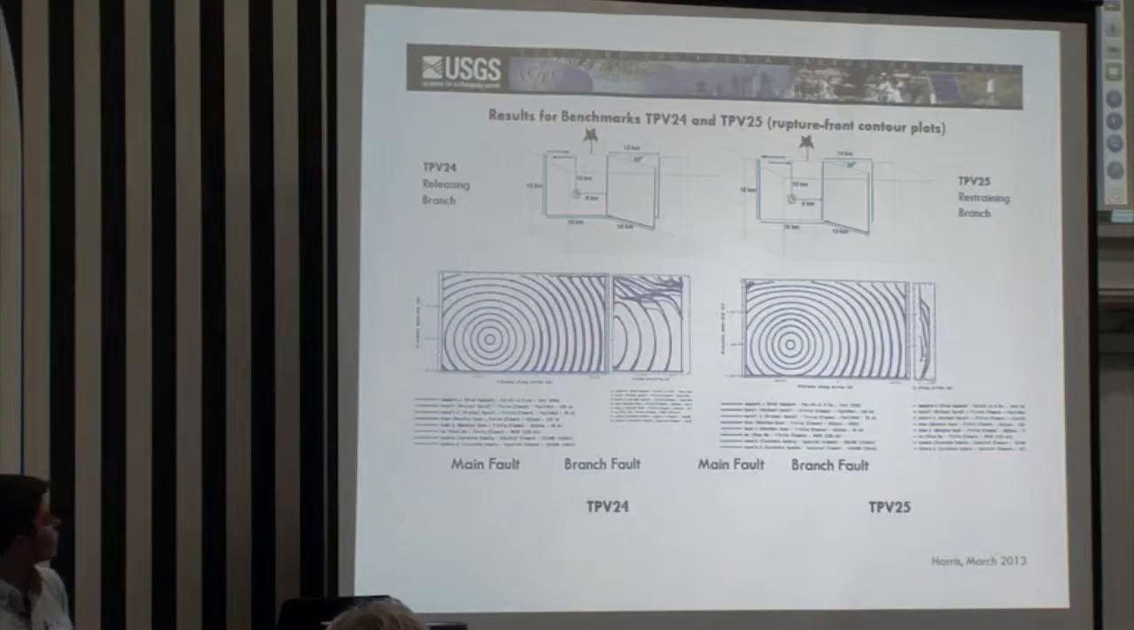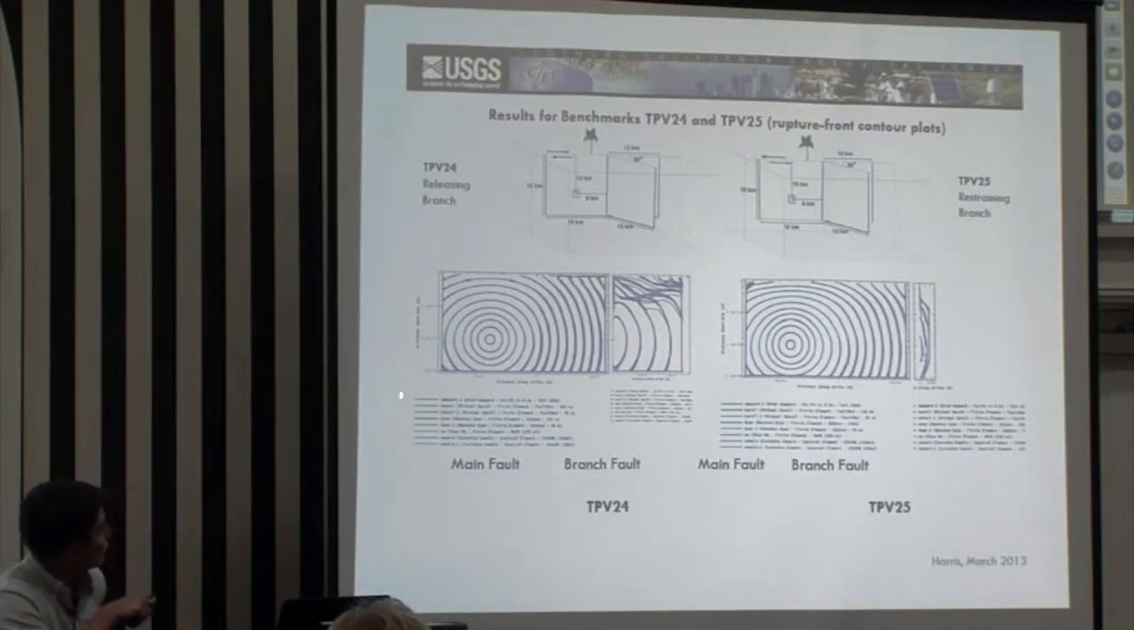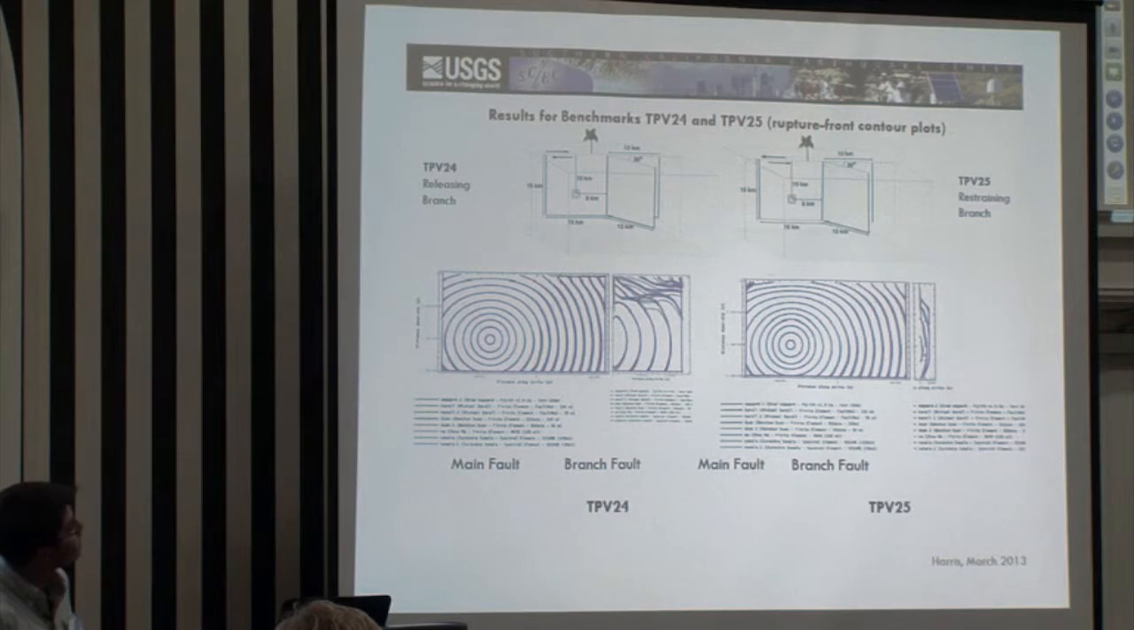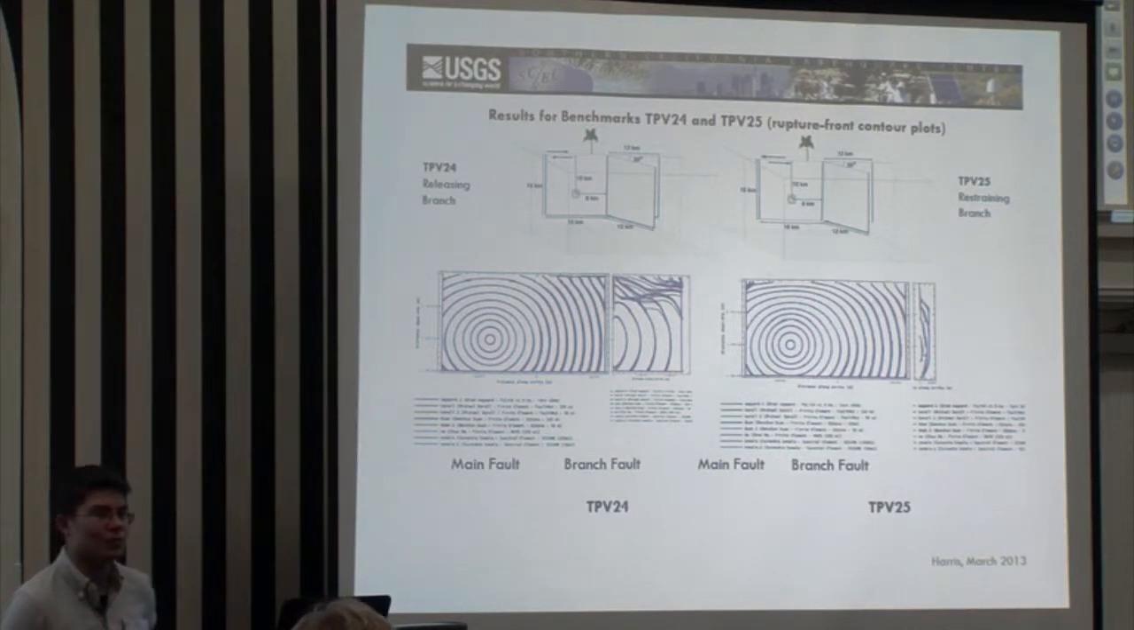Here's now a slide from Ruth Harris showing some of the results of the branch fault benchmarks. These are slip contours, with distance down dip and along strike, for the main fault, branch, and a whole suite of different models. So everybody's agreeing pretty well on the main fault and the releasing branch. In this case, the rupture renucleates a little bit, but it starts to disagree a little in the releasing branch. And in the restraining branch, there's a little bit more disagreement, but also it tends to die. The rupture tends to stop.